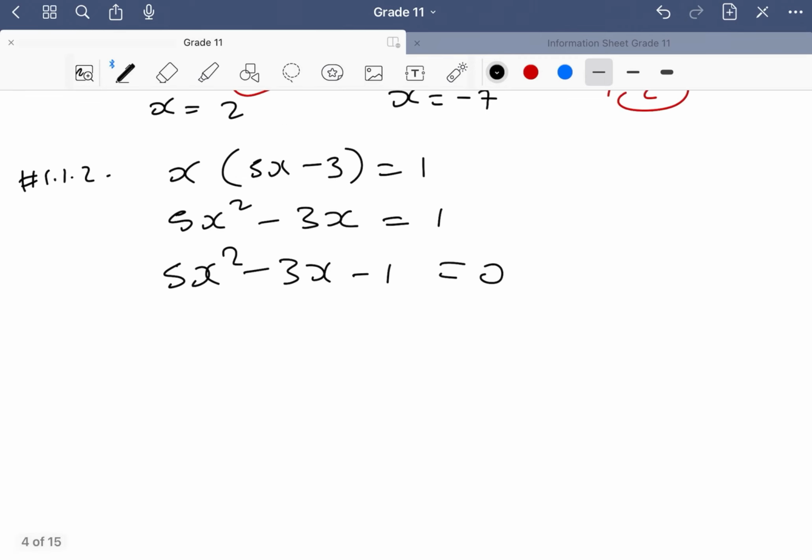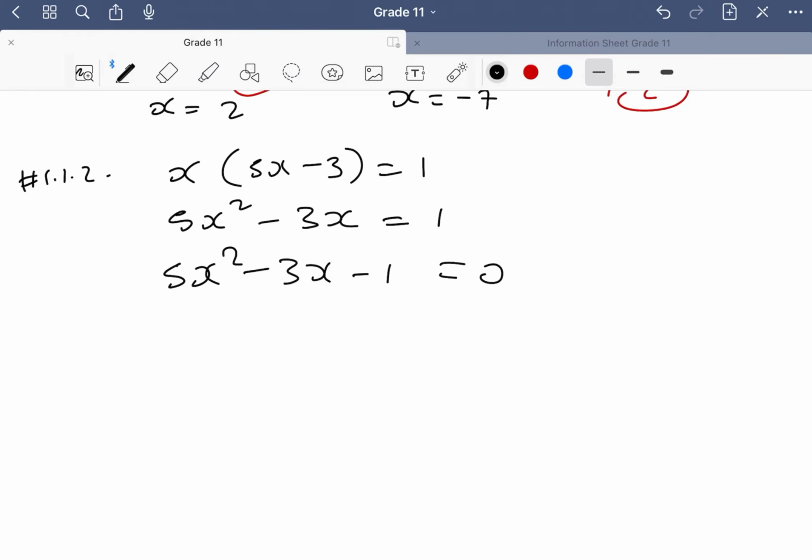Then from here, as I said earlier in my introduction, there's a couple of ways of solving this problem. You can use a calculator. In other videos, I'm going to show you how to use the calculator. Please check my previous videos where I've shown you how to use a calculator.